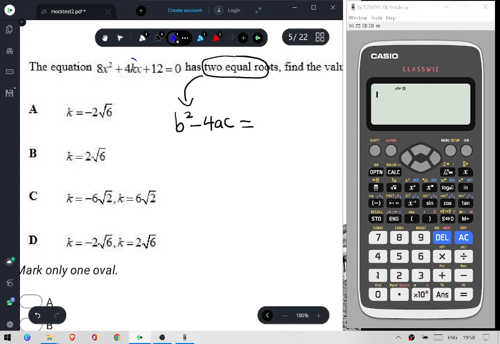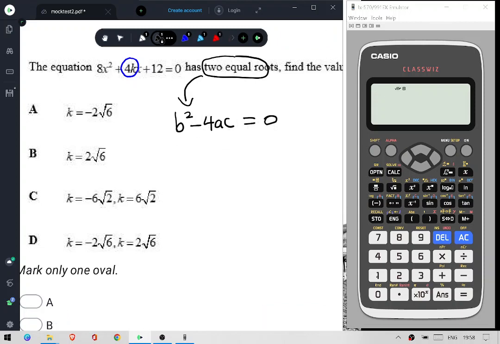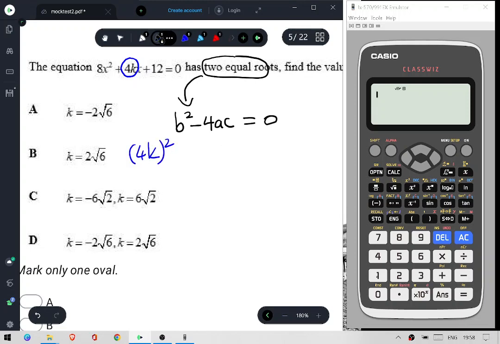Now, what is b? b is 4k. So, 4k squared. This one, we don't want it like that, it's wrong and not nice. We want it equal to 0. Two equal roots means b squared minus 4ac equals 0. Substitute below here. Okay. So 4k squared minus 4ac. What is a? a is 8. Put 8 over here. And c is 12. c is 12. Okay. Equal 0. Okay. So 4k squared is 16k squared.